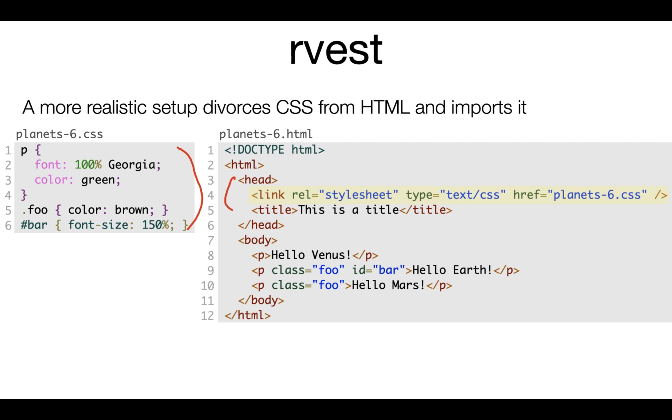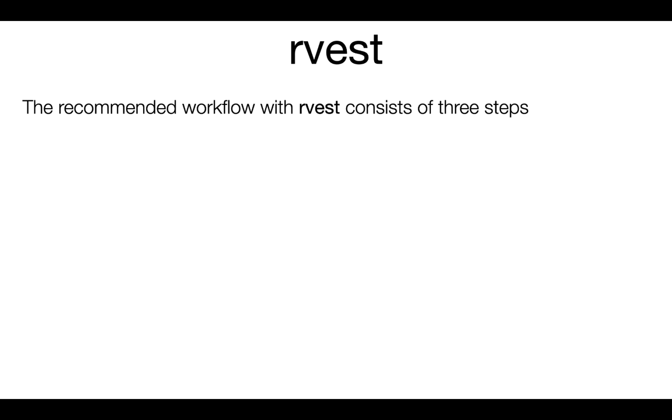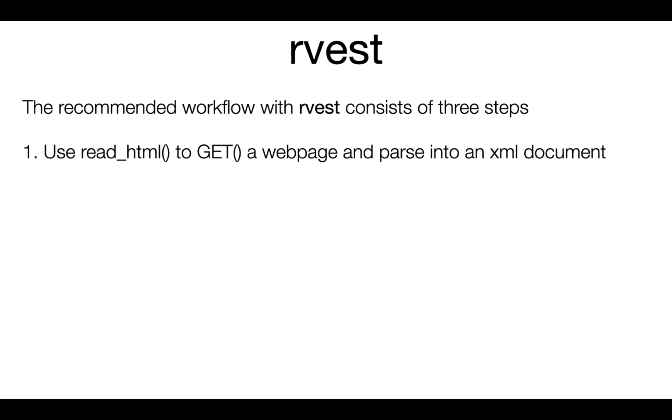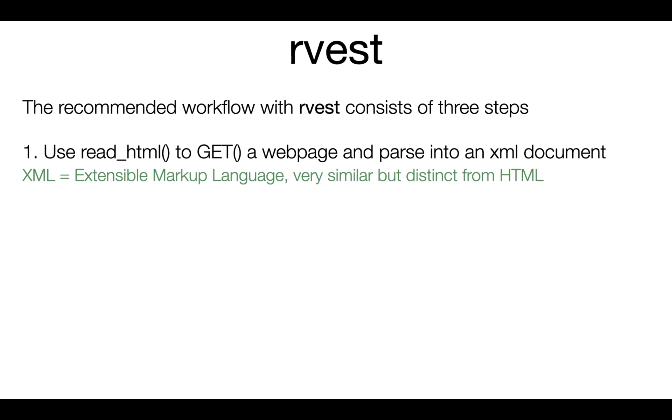Now that we know a little bit about HTML, it's time to talk about rvest. In rvest, the standard workflow consists generally of 3 steps. The first step is going to use read_HTML to actually go out and get a web page and then parse it into what is an XML document object in the R language. XML is the extensible markup language. It's very similar to HTML in the sense that it's a markup language, it has tags and so on, but it is actually somewhat distinct. How it's distinct doesn't really matter to us.